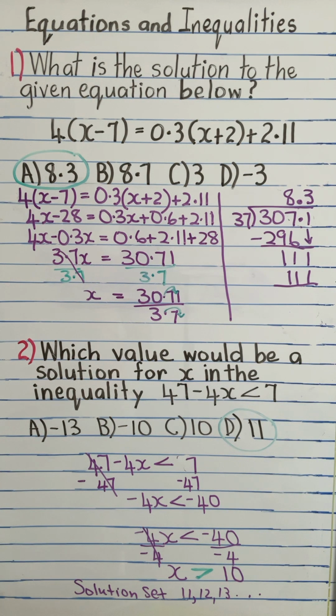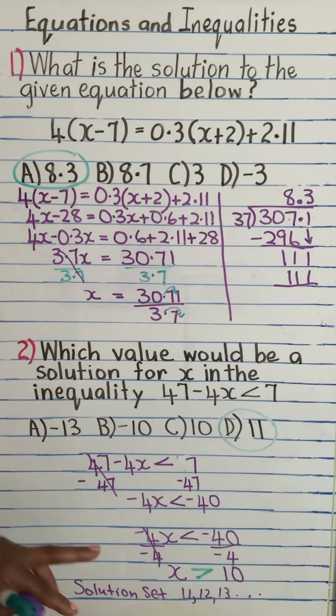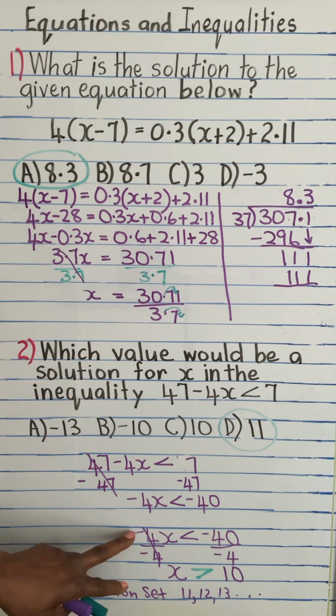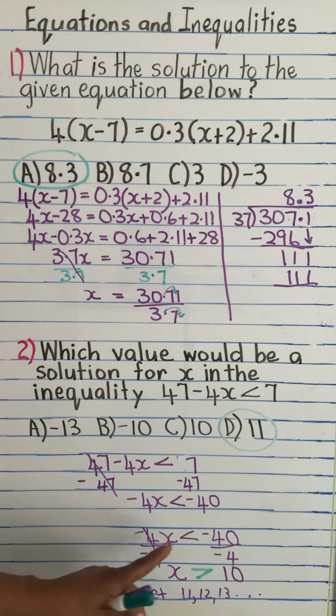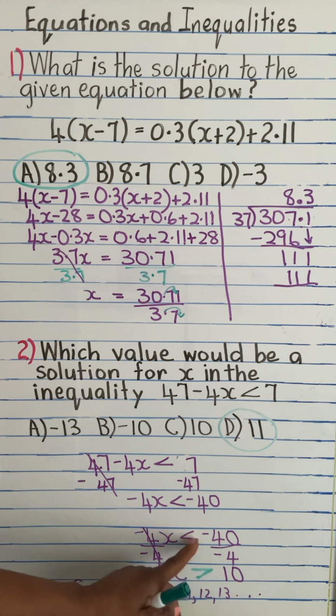Okay, and that's it for today. When we're solving an inequality, it follows pretty much the same rules as when we're solving an equation, but the point of interest right here is whenever you're multiplying or dividing both sides by a negative, you have to flip the sign.